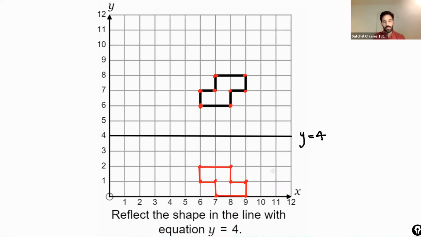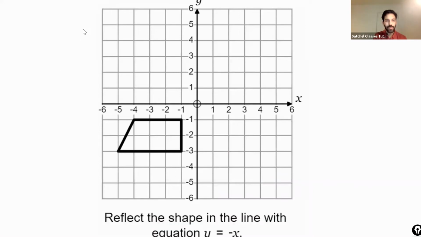And this is what our shape will look like reflected in the line y equals x. Let's try one more example. And if I just clear the drawings. Okay, so over here it says, reflect the shape in the line with the equation y equals minus x. So the line y equals minus x will look like this, as we discussed previously. And now we need to reflect the shape diagonally.